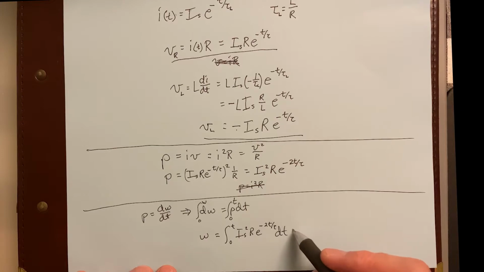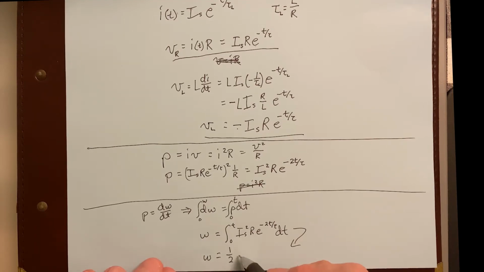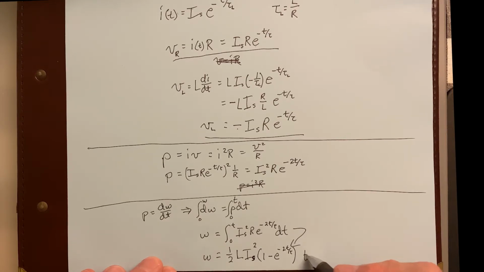Now you go through the steps. I'll leave it up to you to show that this is the case, but you're going to end up with the energy equals 1/2 L I sub s squared times 1 minus e to the negative 2t over tau. And that is for t greater than 0.